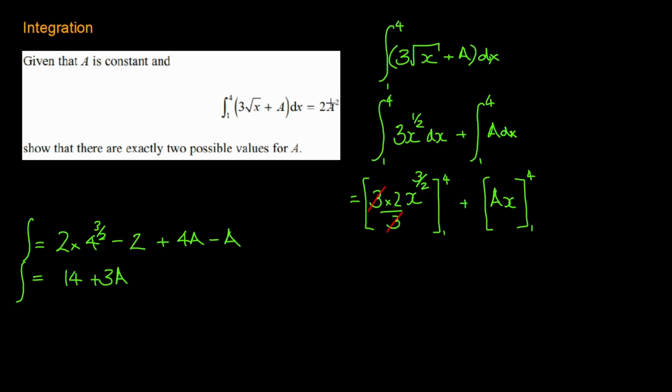Now we've got to bring in the fact that the question has told us that the integral is in fact equal to 2a squared. So now we can put those two facts together. Therefore 2a squared must be equal to our answer here, 14 plus 3a. Hopefully you can see there's a quadratic forming. We need to put everything on the left-hand side, leaving naught on the right, and putting them in order of the index of a. So therefore we get that 2a squared minus 3a minus 14 is equal to naught.